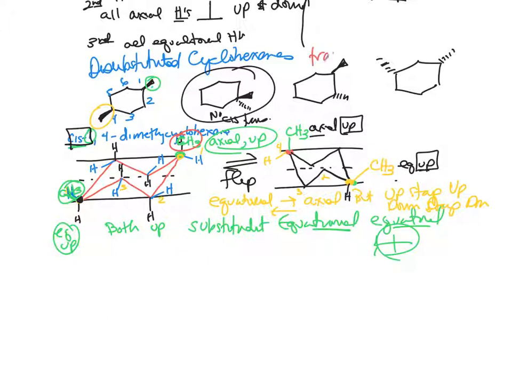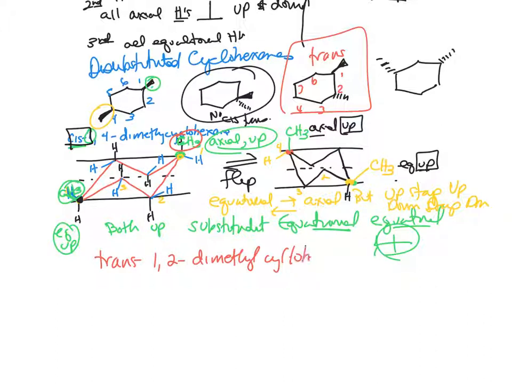This one here is trans. Okay, so it's 1, 2, 1, 2, 3, 4, 5, 6. So this one is trans-1,2-dimethylcyclohexane. And our goal is to try to draw the chair conformation that gives it its lowest energy conformation. So we draw our chair. I think we can do better. So I am going to erase that.